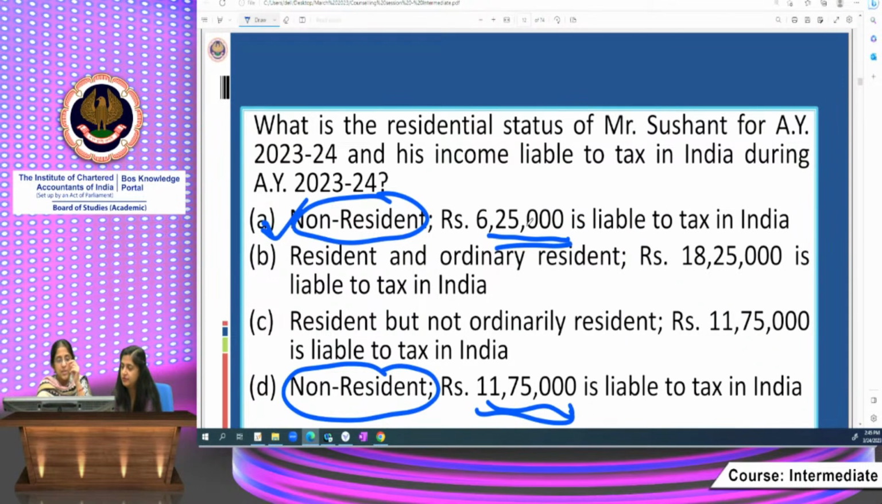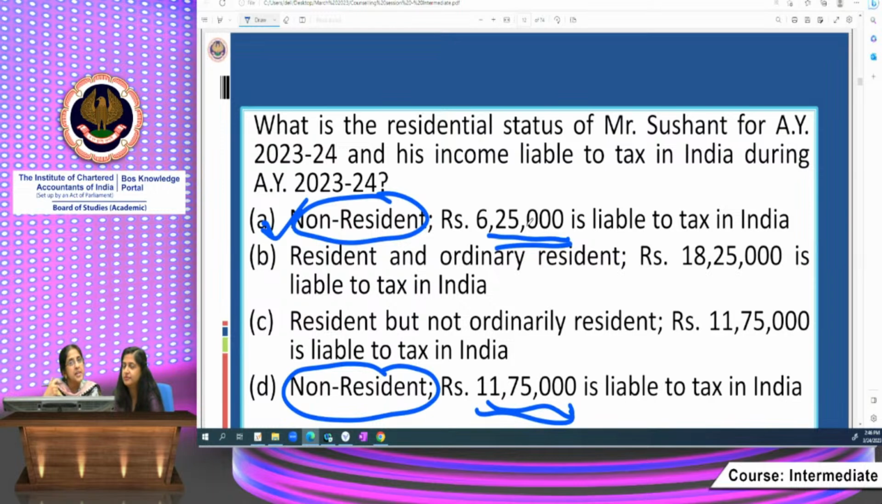I hope you've understood why 11 lakh 75,000 was the figure to be considered for computing 15 lakh. Suppose the computation resulted in a total of 16 lakh 25,000. Then this person would have become a resident, because if it's above 15 lakh, then the 120 plus 365 conditions would have applied to him. Once he becomes a resident, then by default he's a resident but not ordinarily resident.